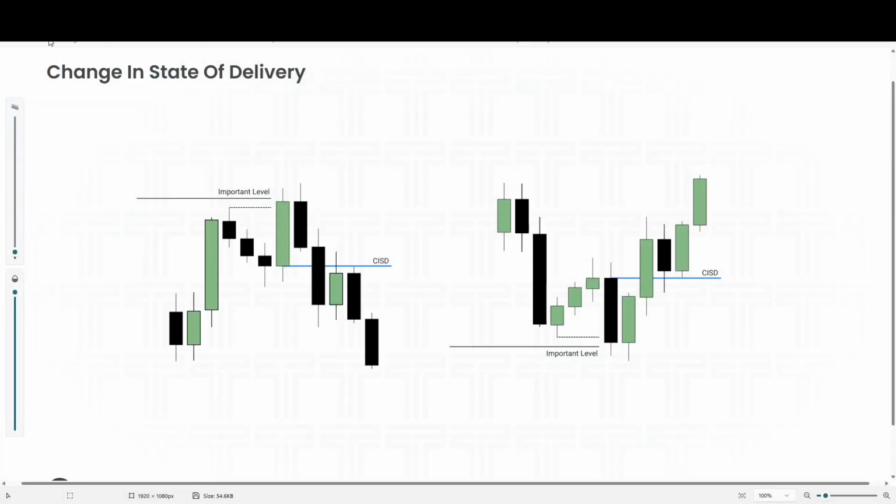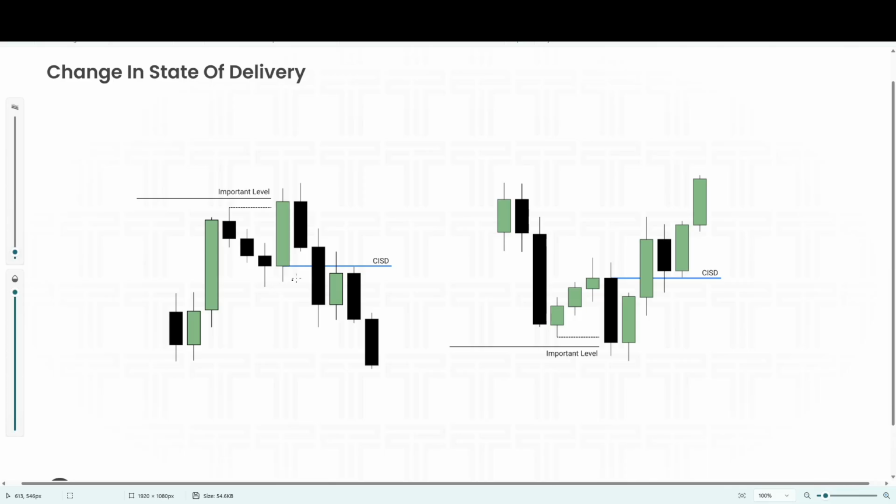To those that don't know about CISD, this is simply how it looks. CISD stands for change in the state of delivery. Please, I'm not going to discuss or walk through the basics here. There are plenty of videos out there on YouTube. Go and learn them. Here, I'm just going to build on it. I'm not going to teach you what you already know. I'm building on that system to increase your win rate.